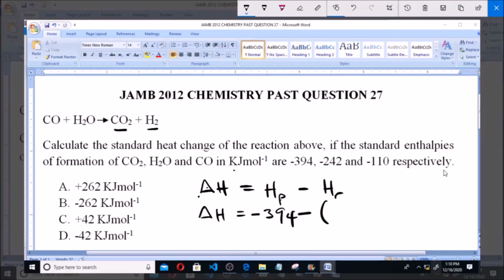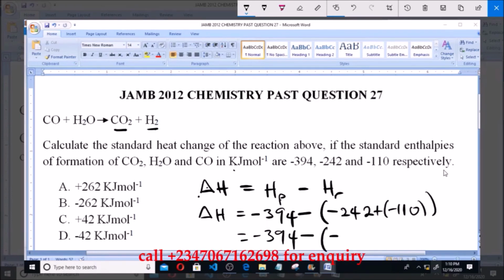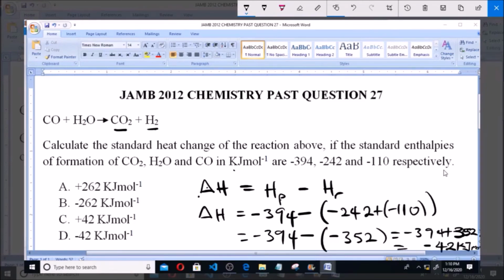-394 minus, now the heat content of the reactants will be that of carbon monoxide plus that of water, so -110 plus -242. So this is equal to -394 minus -352. So this will give us -394 plus 352, because minus times minus will give us plus, and -394 plus 352 will give us -42 kilojoules per mole. So the answer to this question is option D, -42 kilojoules per mole. That is the standard heat change of the reaction above.